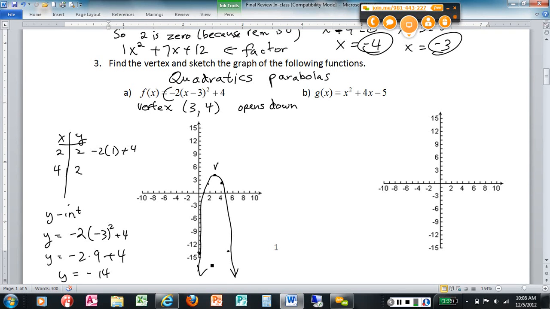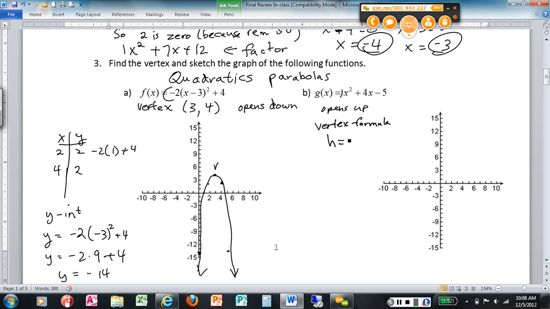All right, letter B, 3B, is a little different format. We do know that opens upward because the A here is 1, and so yeah, that one's going to open up. How do we get the vertex of such a one as that? Well, one way we did it was with the formula. The H formula there. In this format, what is H equal to?